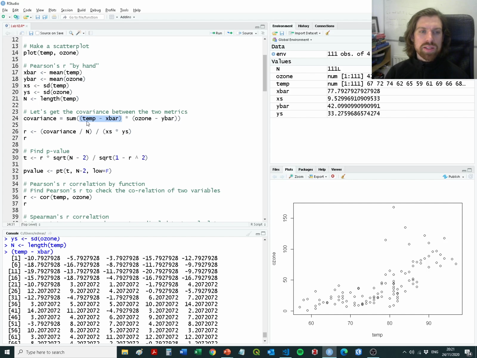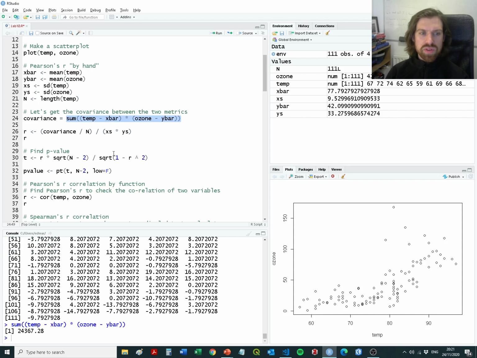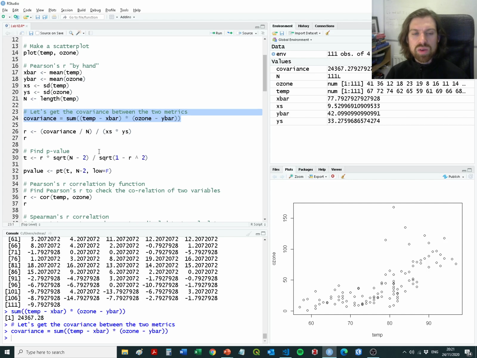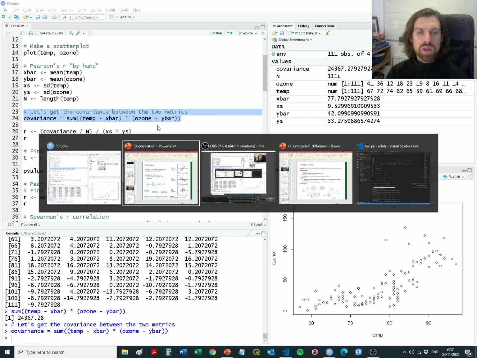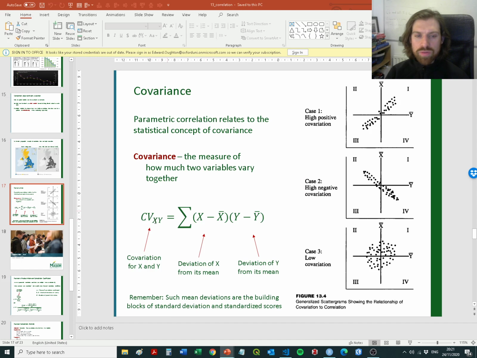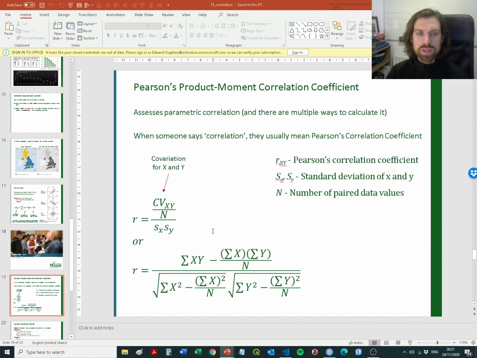Okay, and then what we can do is we can sum these up, which gives us the covariance value that we're interested in. So that's 24,367.28 is the covariance value, and I can put that into the global environment up here. So that gives us the first part of the calculation, which is basically based on this covariance structure.